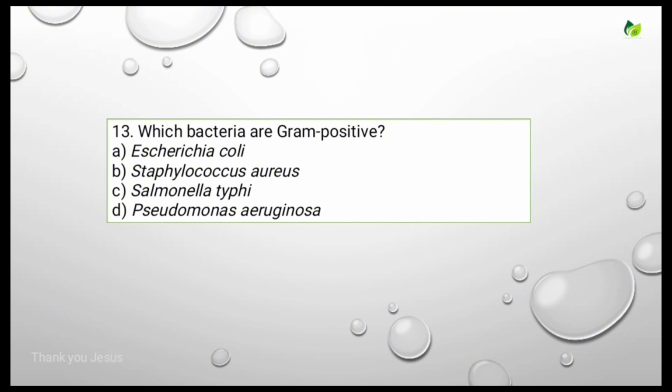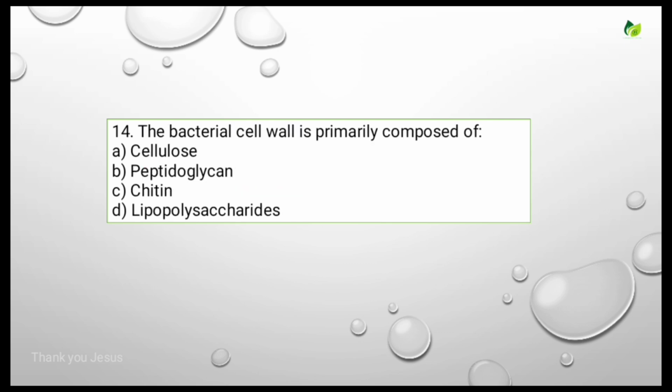Which bacteria are gram positive? So, four bacteria are given. Among them, you have to pick the gram positive bacteria. Options are Escherichia coli, Staphylococcus aureus, Salmonella typhi, Pseudomonas aeruginosa. For this, the correct answer is Staphylococcus aureus, a gram-positive bacteria. Let's see the next question.